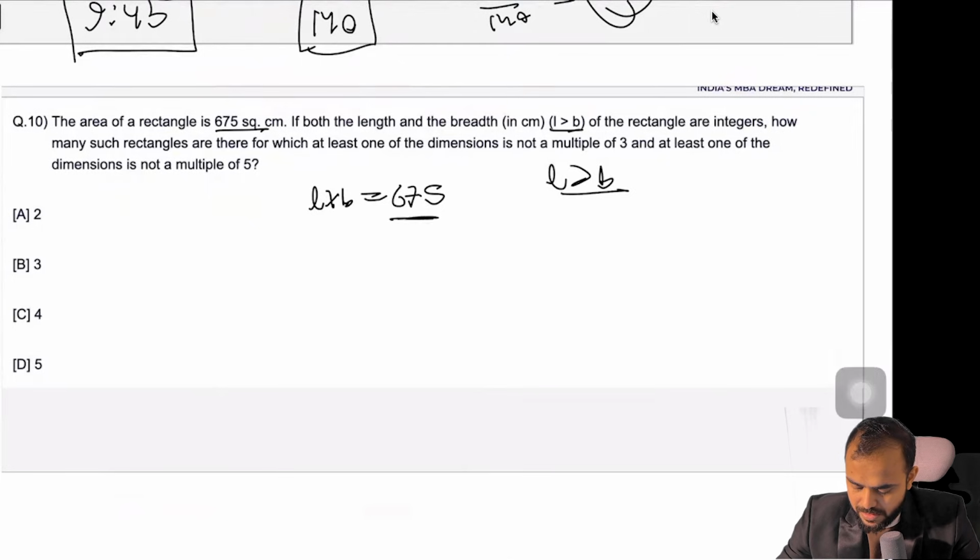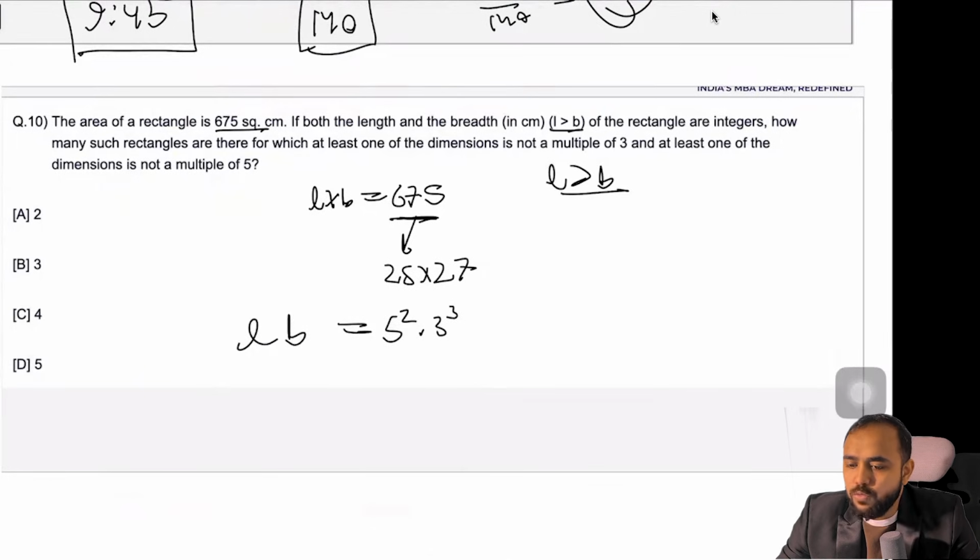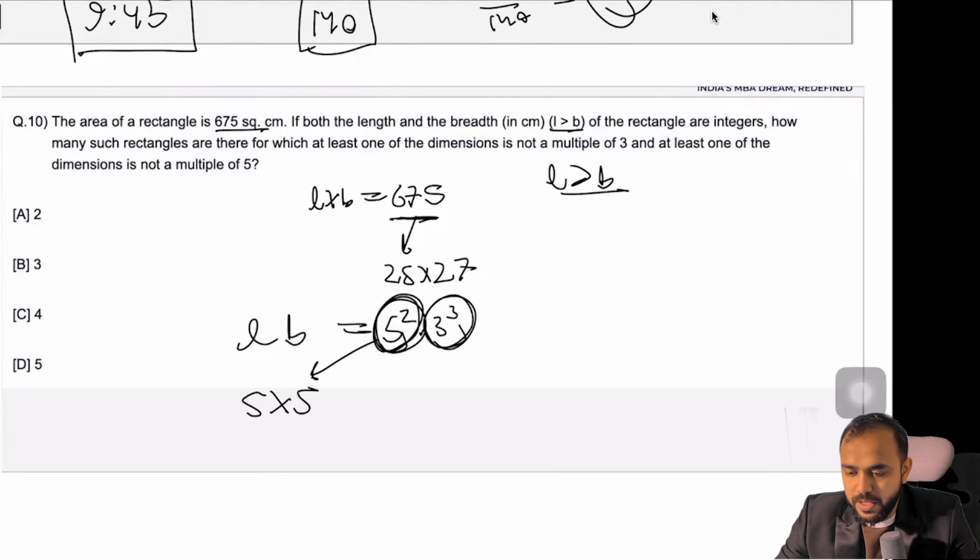So let me factorize this. I will get 25 into 27, which is 5 square 3 cube. Now this has to be equal to length into breadth. Now I do not want both of them to have 5 as a factor. So I can't split this 5 square between length and breadth. So this 5 square will be there together as a whole in one of them, and similarly 3 cube will also be as a whole in one of them.